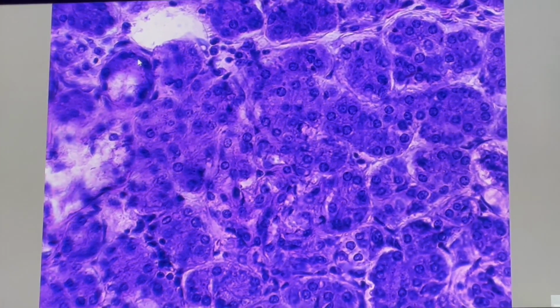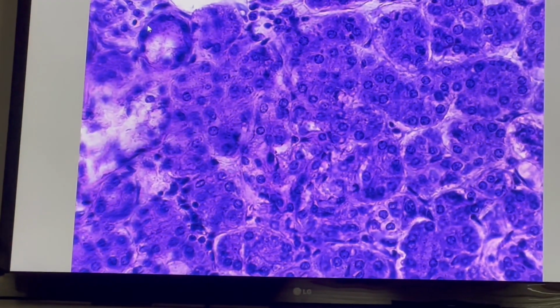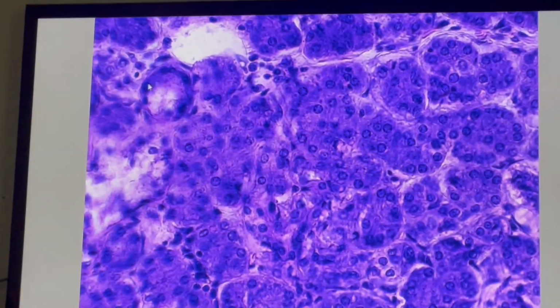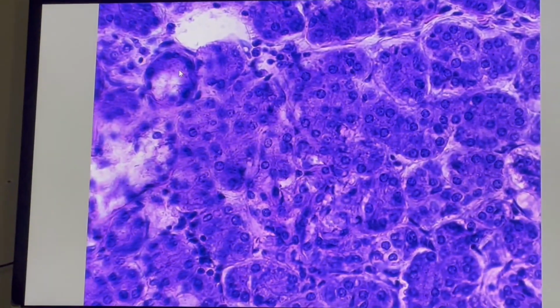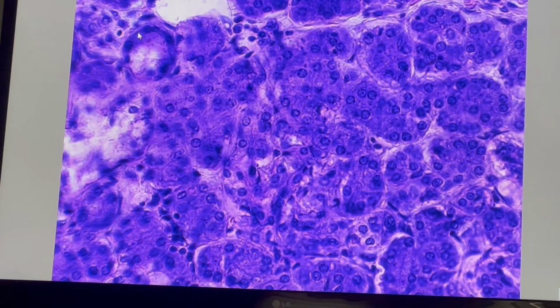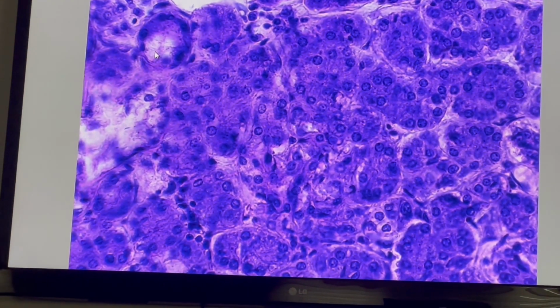We can see groups of serous cells forming a crescent shape on a mucous tubule. The whole structure is called serous demilune. This is serous and this is mucus.